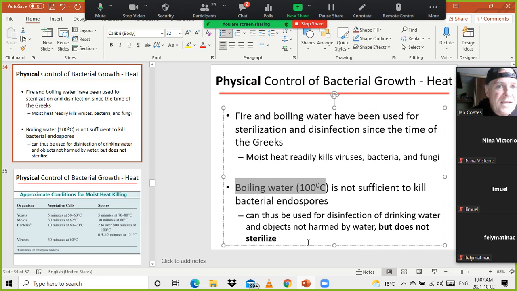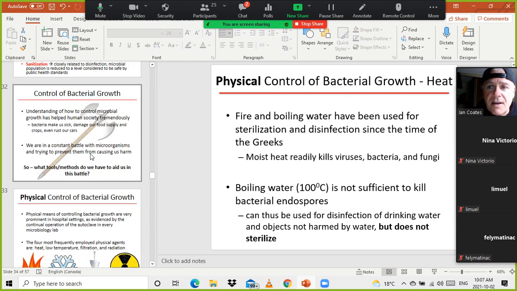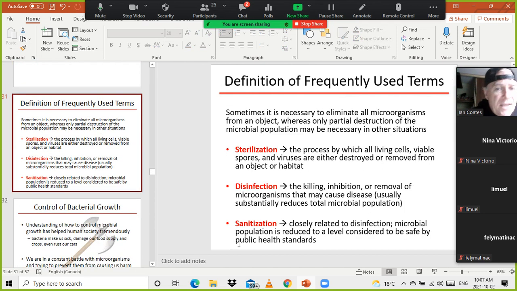Because I think some cow fecal matter got into the town's drinking water, and it was a bad strain that got in there, and I think some people died. It was a bad one. Okay, but just to let you guys know, boiling water allows for disinfection, but not sterilization. Those little words, people get them mixed up. I'm asking you to keep them all straight.